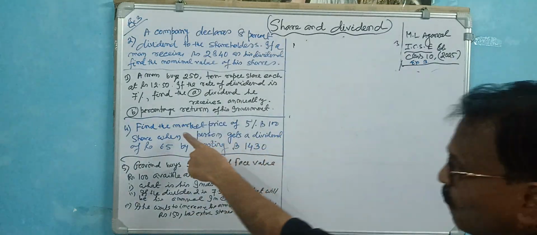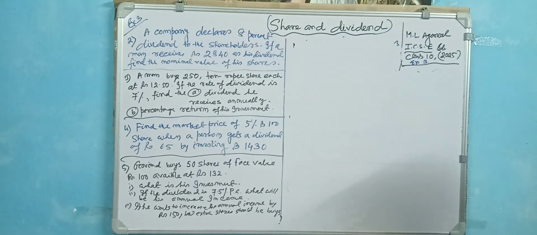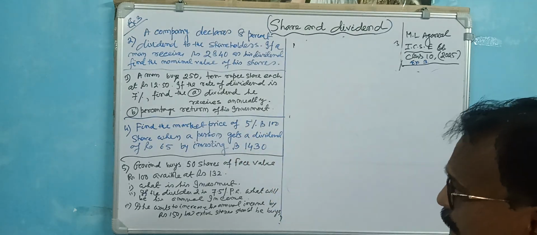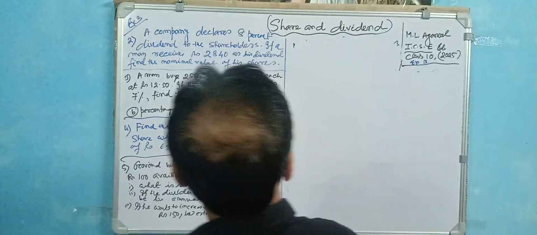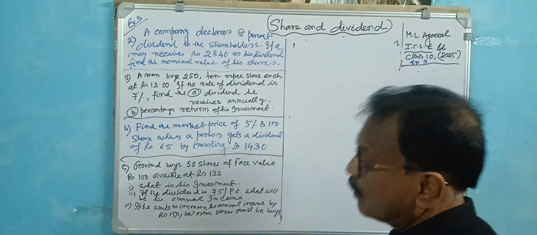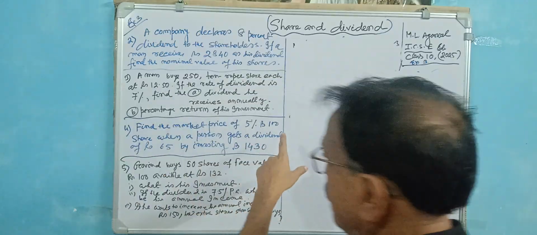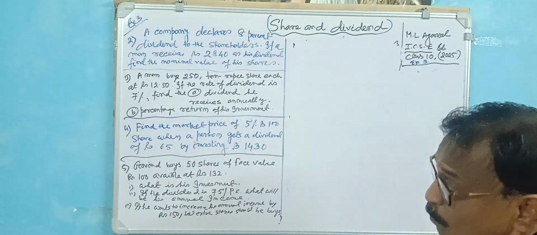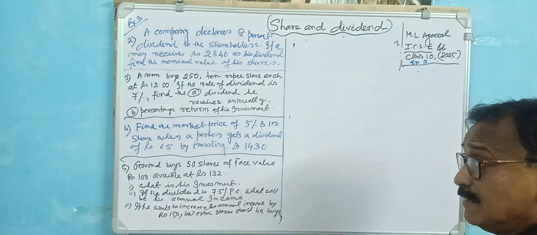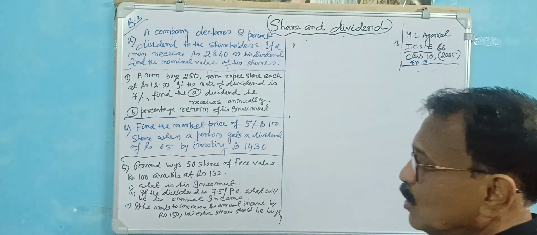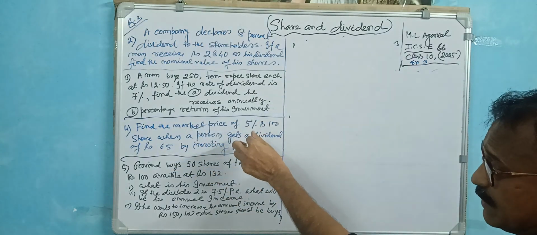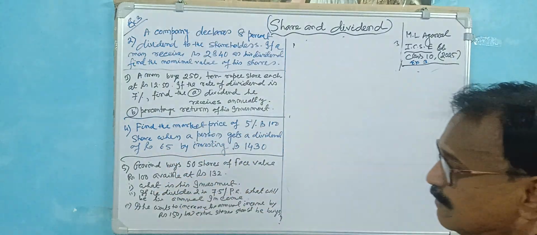Write this. Find the market price of 5% of 100 shares when a person gets a dividend of rupees 65 by investing these. Find the market price of 5% of rupees 100 share.